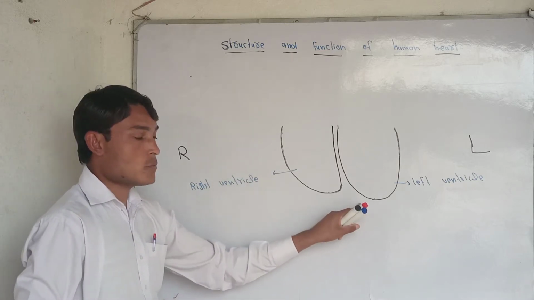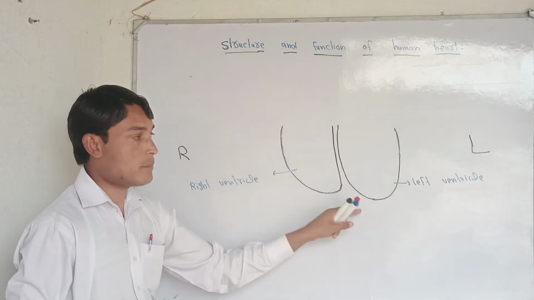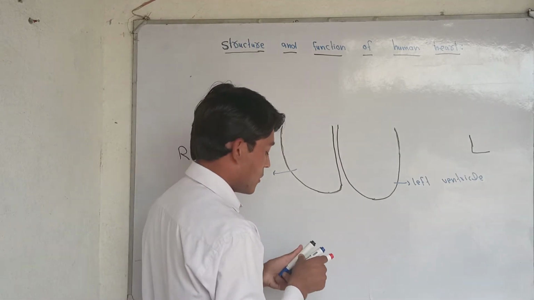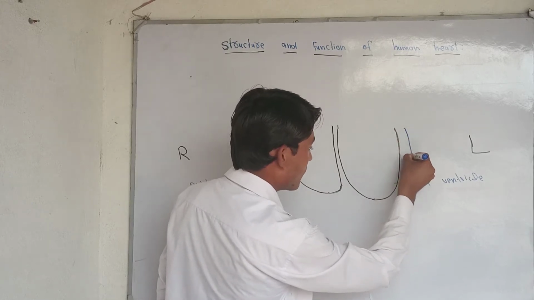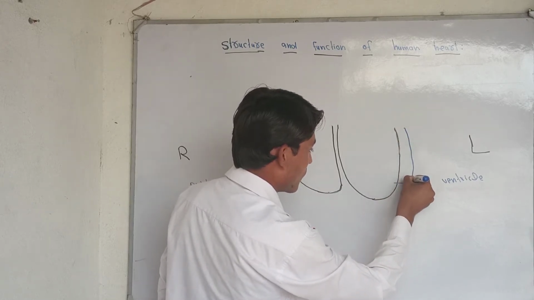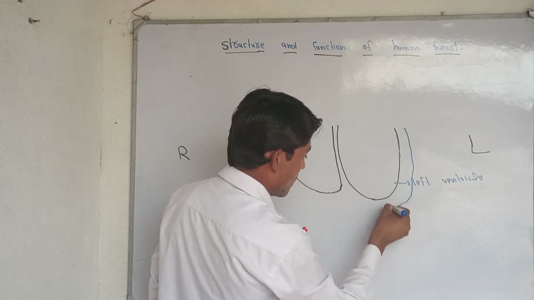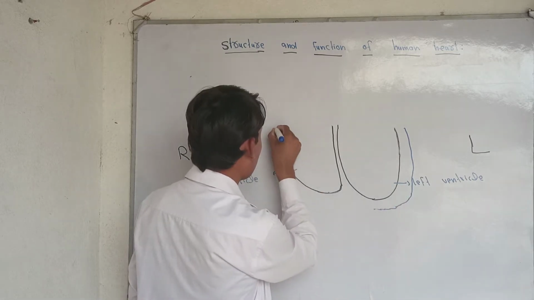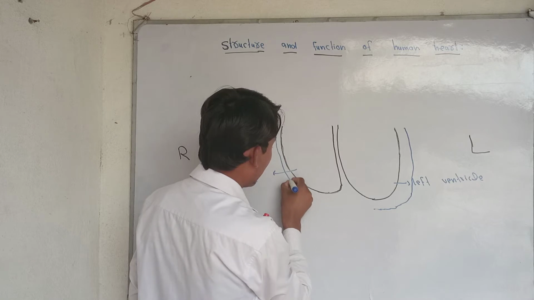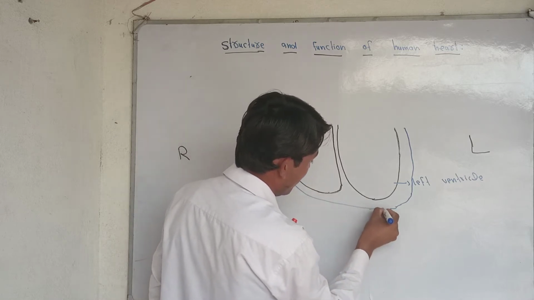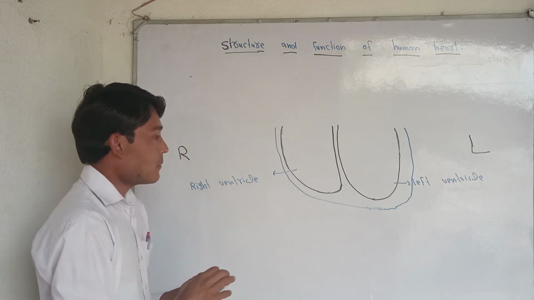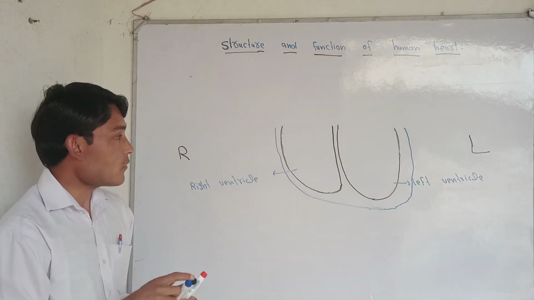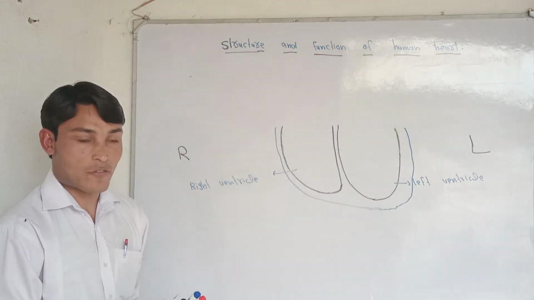And these two chambers are covered by a membrane which is called the pericardium. This is a membrane.